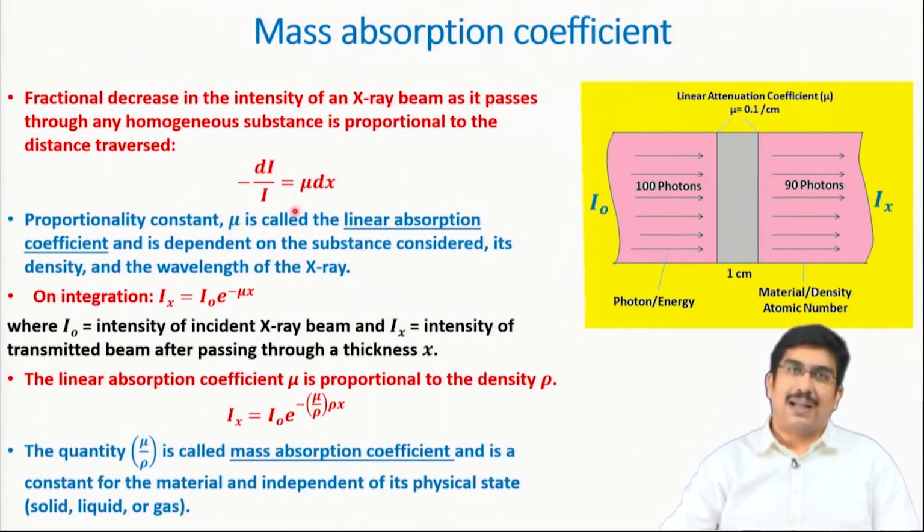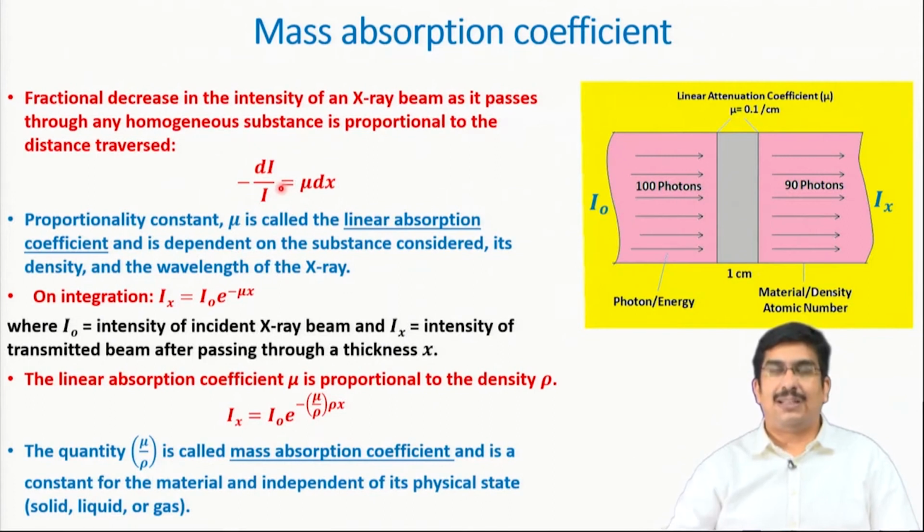So, if we write this down, we can write the relationship minus dI by I, where dI is the decrease in intensity divided by the original intensity. This is proportional to the distance that it travels, and the proportionality constant for this relationship, mu, is called the linear absorption coefficient.